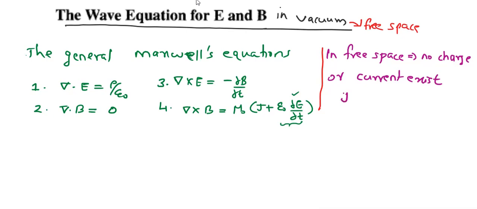J will be 0 and also charge density rho will be 0. Current density is 0, charge density will be 0.